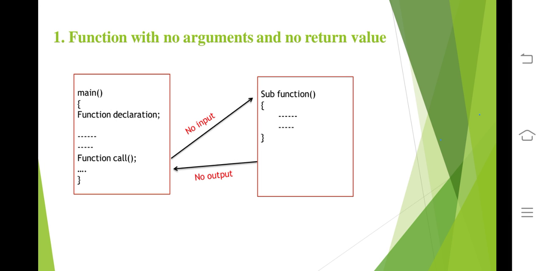So first one is function with no arguments and no return values. That means we cannot pass any value from main function to subfunction. That is no input. No return value means we cannot receive any value from subfunction to main function. That is no output. We cannot pass any value and cannot receive any type of values. This is known as function with no arguments and no return values.